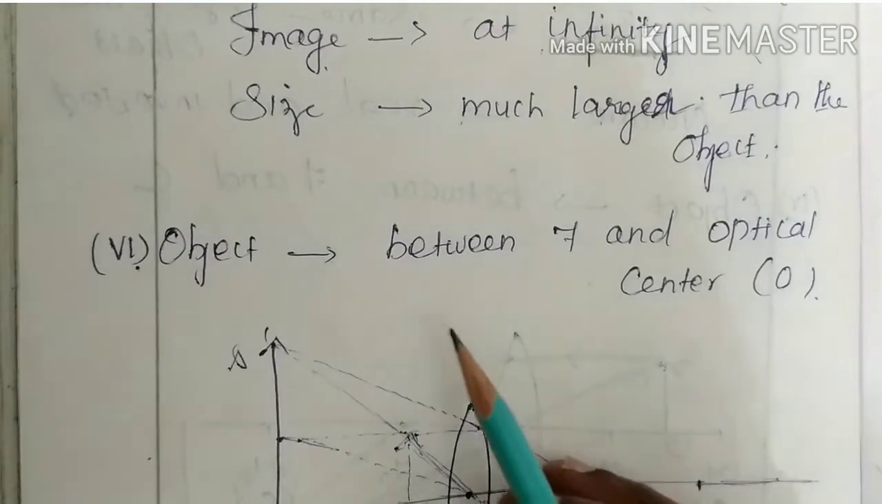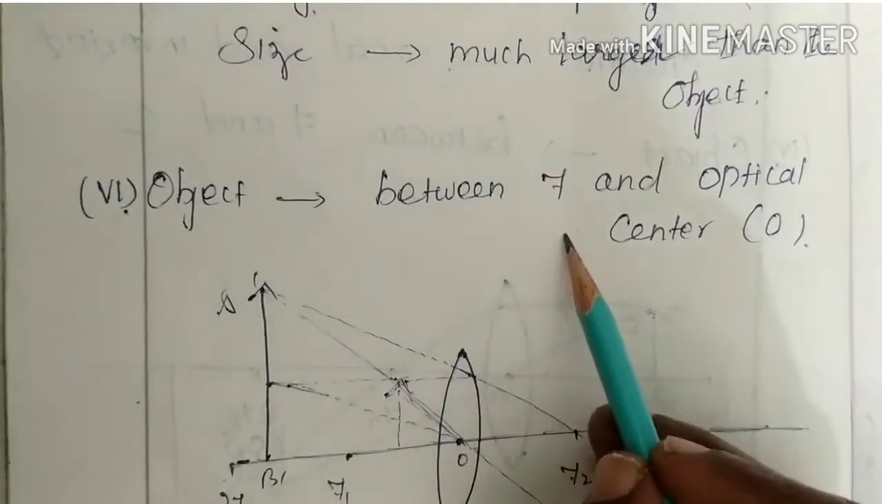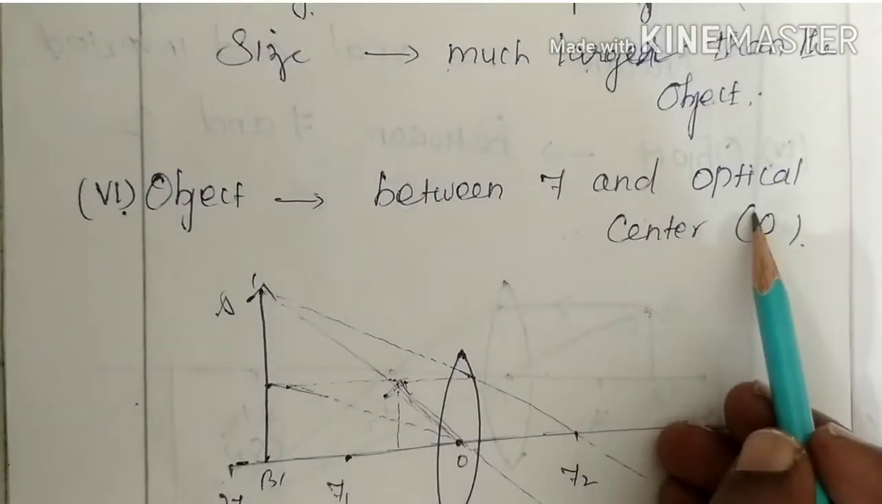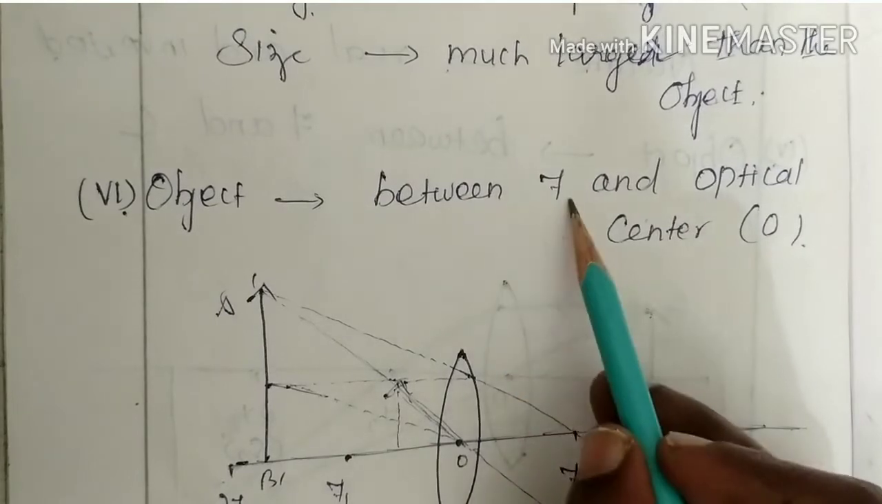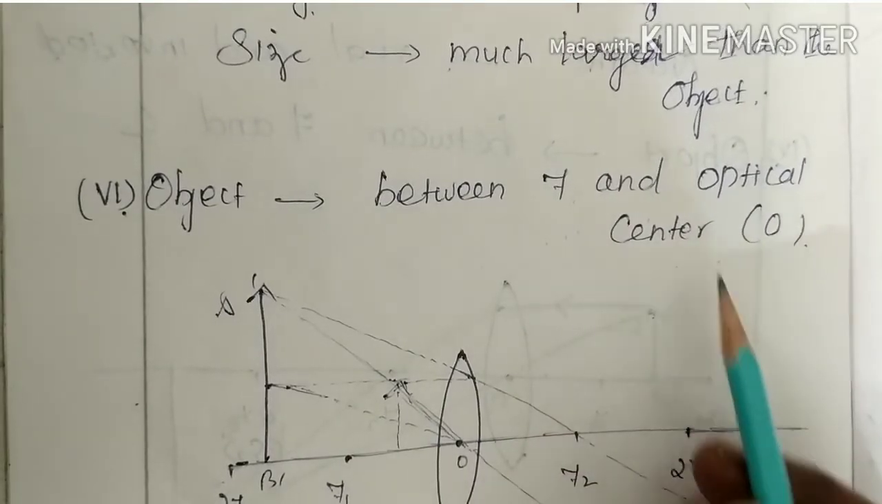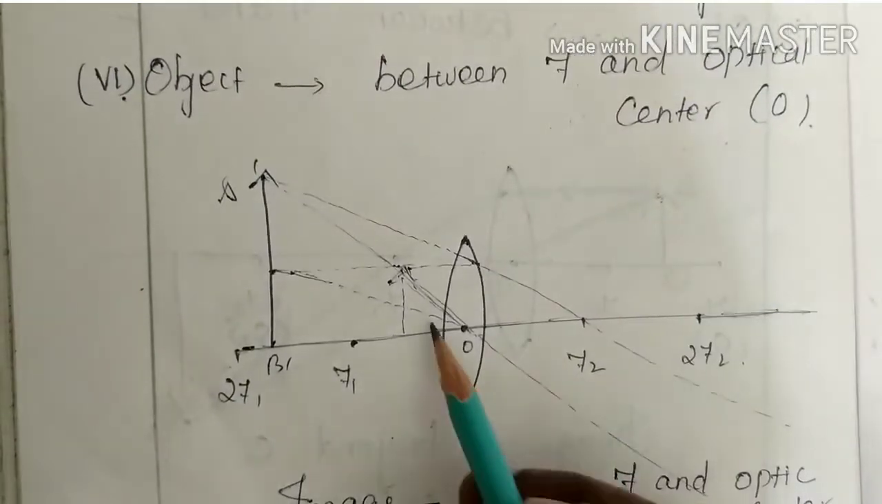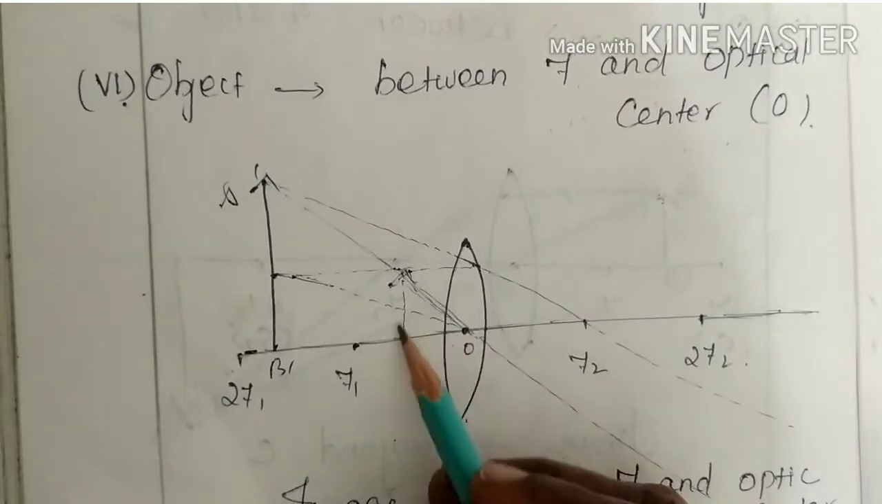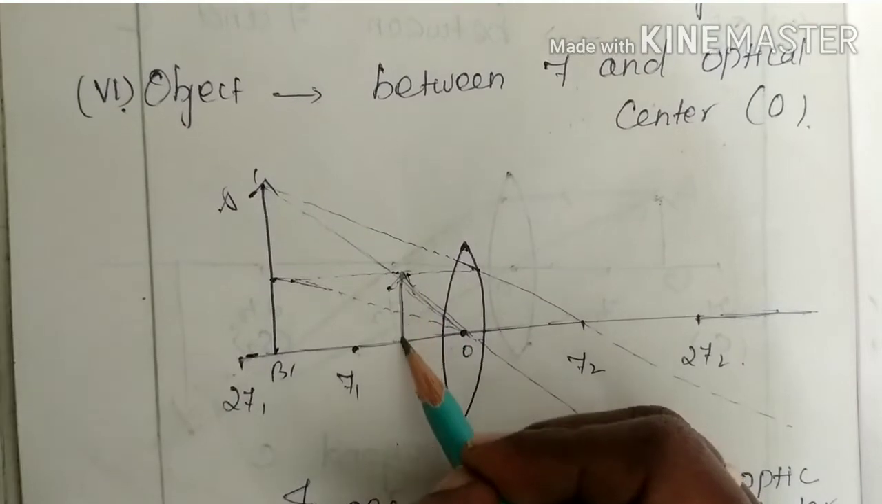Next one, the object position is between F and optical center. The object position is between the focus and optical center O, where can we get the image? Just listen here. So here between the focus and this optic center we are keeping the object.